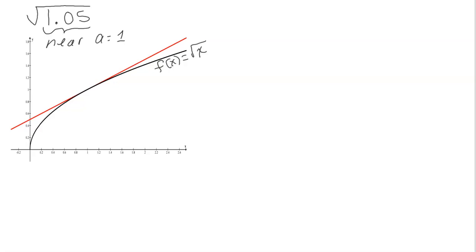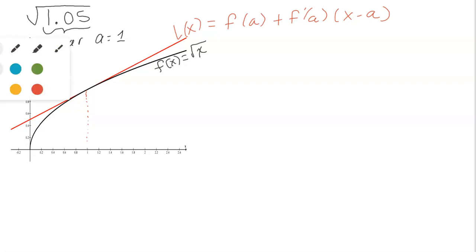So we're talking about the linear approximation, specifically the equation of the tangent line at 1. The linear approximation is given by f of a plus f prime of a times x minus a. That's the linear approximation equation. Now, in order to do that, we first need to find the derivative.